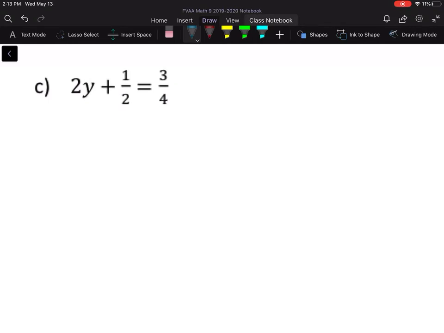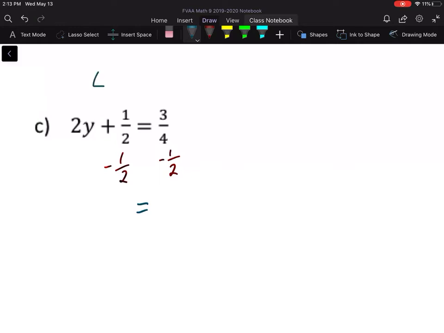C, okay, again here, I start with plus minus, then I do division and multiplication. So here it's plus 1/2, so I'm going to subtract 1/2 on both sides of my equal sign, right? This is my left-hand side of the equal sign, and this is my right-hand side of the equal sign. So I have to do it to both sides. Here, positive 1/2 minus negative 1/2 is 0, so these cancel out. I'm left with 2y, all right?